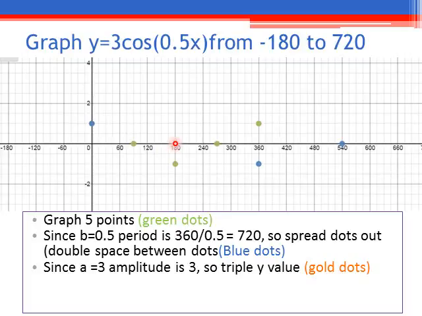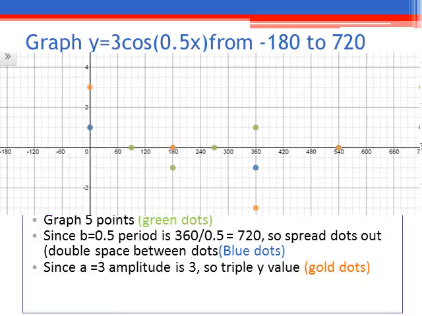This one's not going to change because 0 times 3 is nothing. This is 1, so it's going to go down to a 3. 0 is not going to change. And 1 here is going to go up to a 3. So there's what our dots look like. We have a 3, a 0, a minus 3, a 0, and on the edge here you can see the 3. So there's our dots.